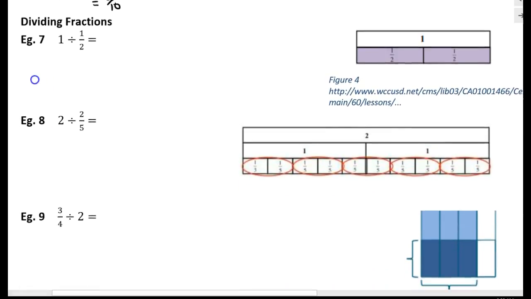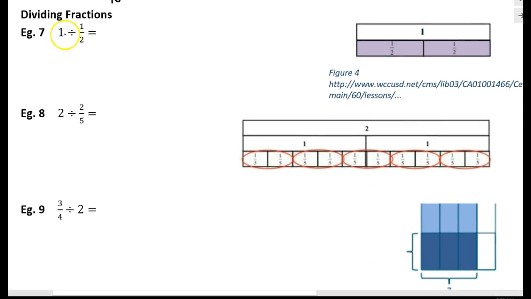Okay, so dividing fractions is a little bit interesting. The idea is that if we talked about division in terms of words, it's saying how many halves go into a whole. That's this particular question. So visually, we can see this very quickly, that 2 halves make a whole.